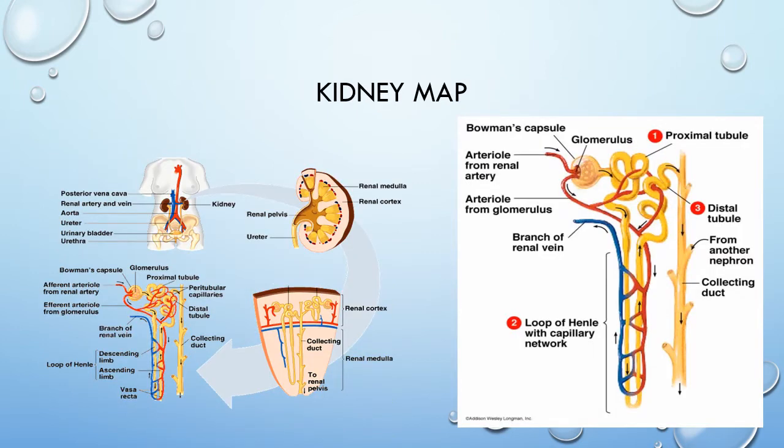So if we look at a true kidney map, on the left-hand side of the PowerPoint, you're looking at the structures in that first upper left-hand diagram. You're looking at the structures that make up the urinary system, and you can see that the kidneys are what we're going to focus on. In the next one next to it, you can see the kidney dissected.